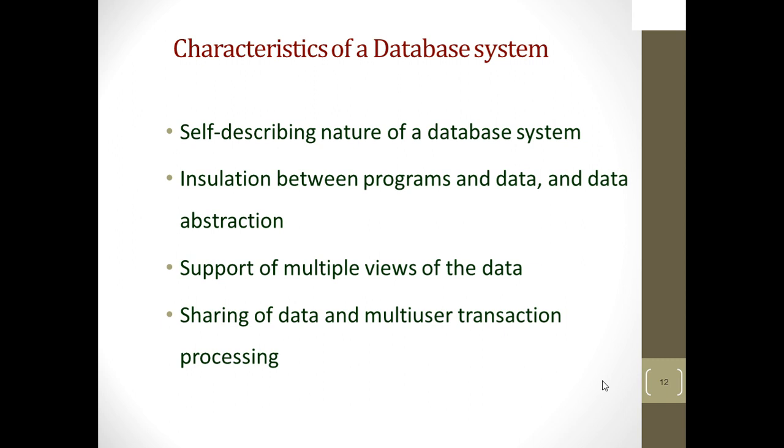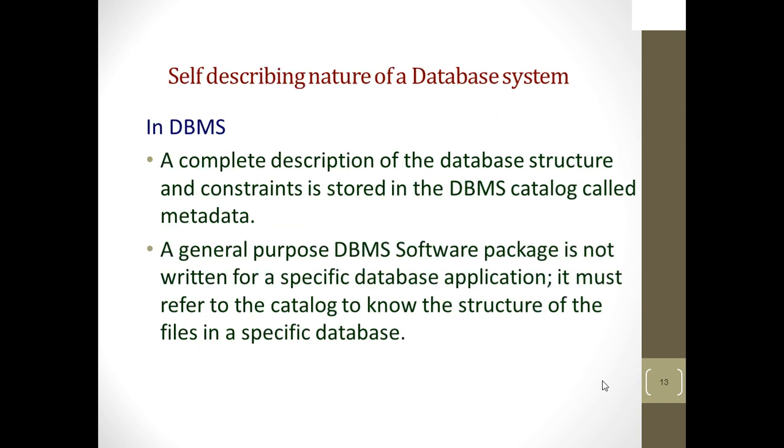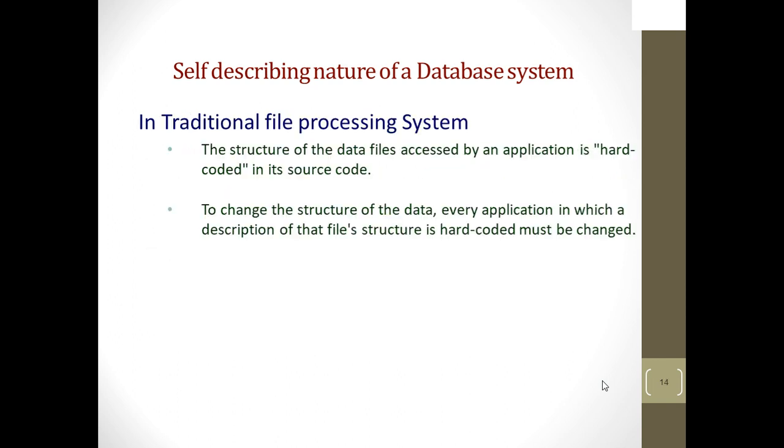So there are certain advantages or characteristics of a database system which help in overcoming all these disadvantages. The first one is self-describing nature. Self-describing nature means the description of the database gets stored in the DBMS catalog, and this is called metadata. In traditional file processing system, everything is hard coded into the source code.